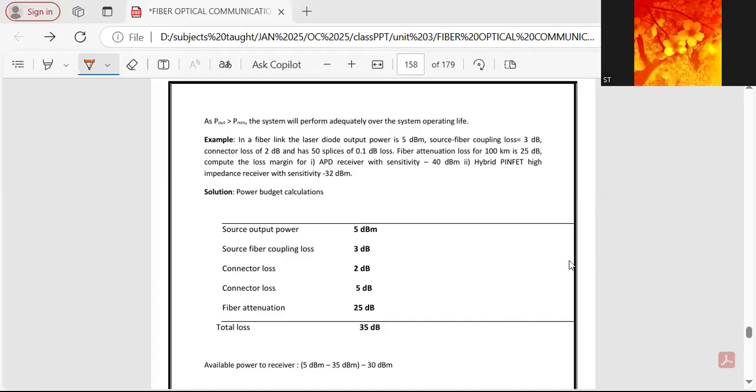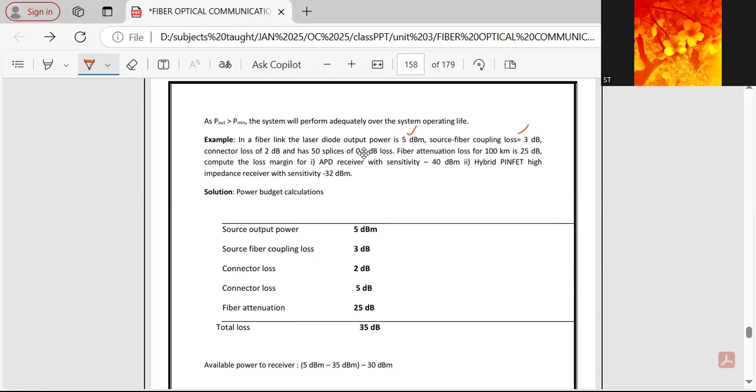Hello everyone, and this is one more example related to link power budget calculation. In this question, the different losses occurring in the optical fiber link are given. The total output power is 5 dB, coupling loss is 3 dB, connector loss is 2 dB, and 50 splices of 0.1 dB loss.